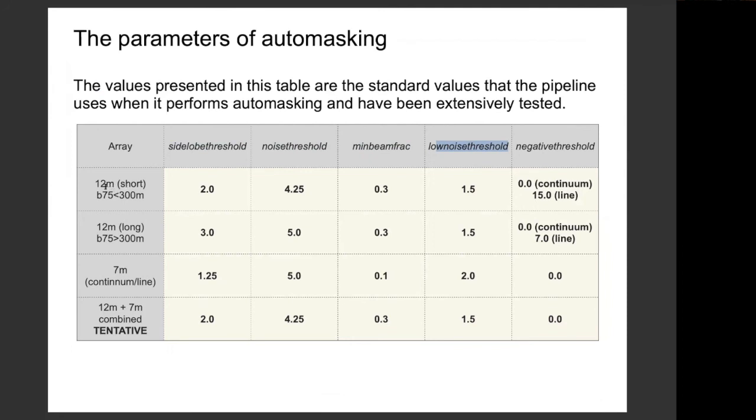So for example, if it's for short baselines of the main array, the 12 meter array, it will use a set of parameters, also depending on whether it is continuum or spectral line. And if it's long baselines, then it will use slightly different parameters. Or if it is a 7 meter array, the compact array, or, there are some parameters that are tentative, if it is a combination of both of them. So you can see this table, where these are the values used by the pipeline, and they have been extensively tested, and they seem to work very, very well.